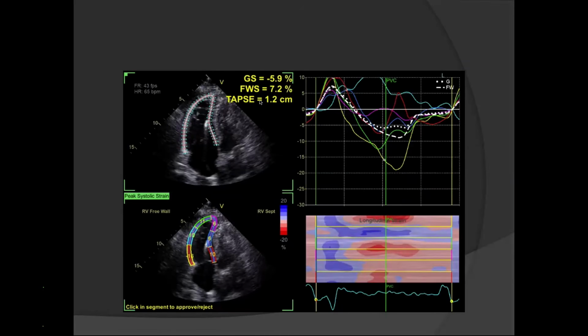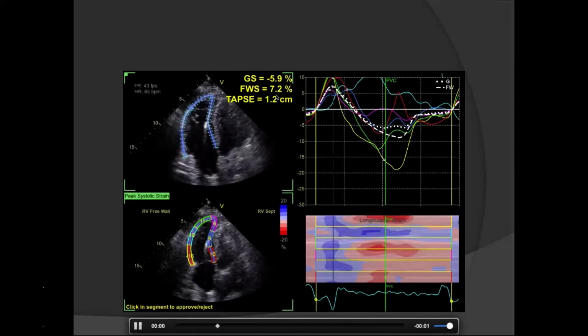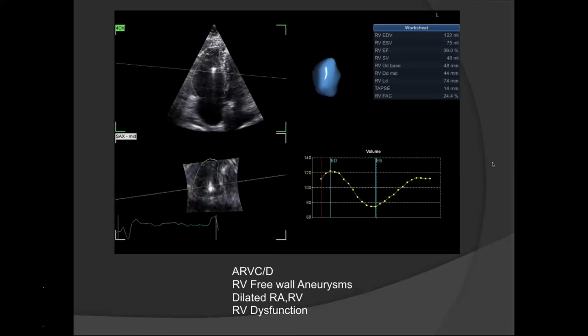We also went ahead and did RV free wall strain, which is severely reduced because the rest of the free wall is almost not moving. You can see the basal part moving well, but the mid and apical part almost akinetic in this. Free wall strain significantly reduced. Normal should be more than 18. TAPSE even better, but free wall strain significantly reduced.